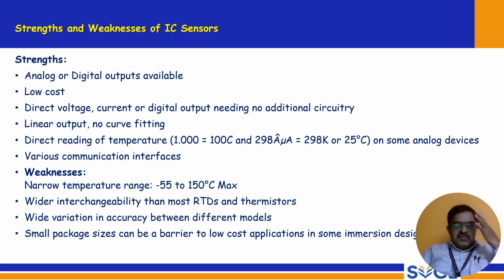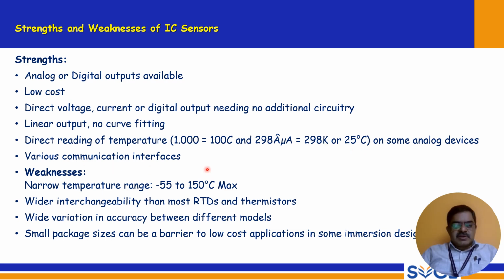Strengths and weaknesses of IC sensors. Analog or digital outputs are available, with low cost direct voltage, current or digital output needing no additional circuitry, because it is directly designed and measured. The output is linear, with no curve fitting, and gives direct reading of temperature. Accuracy is specified at 298 Kelvin or 25 degrees Celsius on some analog devices.